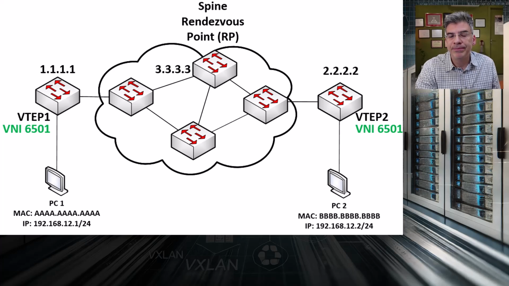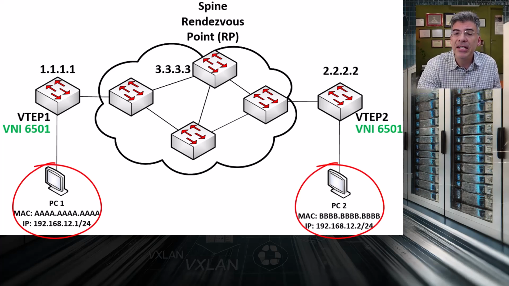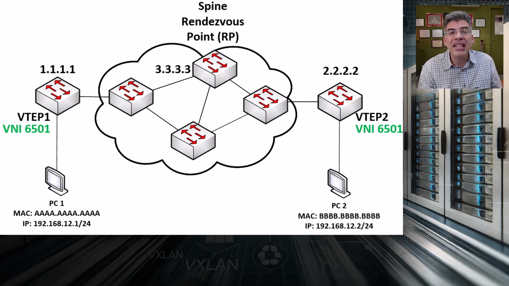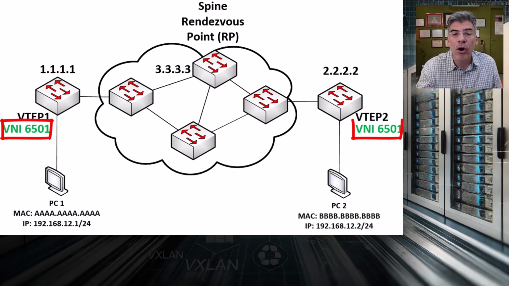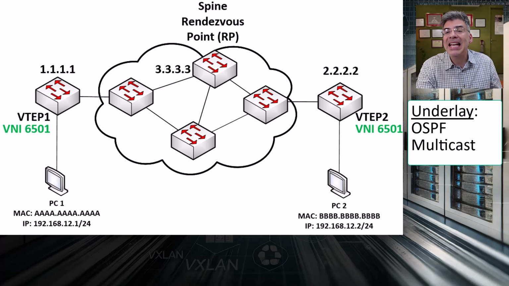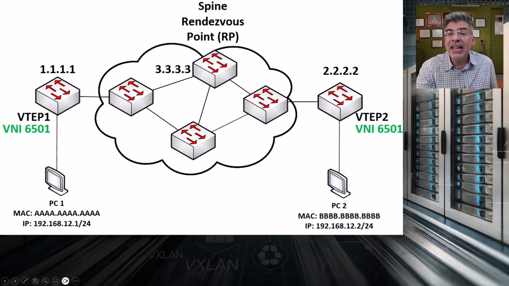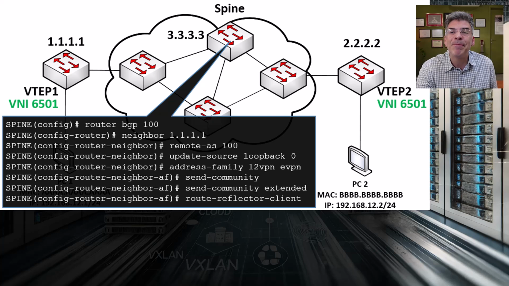So here's our topology. We have two PCs on the same subnet, each connected to a different VTEP that's part of the same VXLAN fabric. The VTEPs are configured such that the PCs are both on VNI 6501. We've already configured the underlay network with OSPF, with multicast PIM sparse mode, which of course, as you remember, is still a prerequisite. And we've configured this spine switch here as the rendezvous point. If you need to review these aspects of the deployment, take a look at my previous videos on my VXLAN playlist.